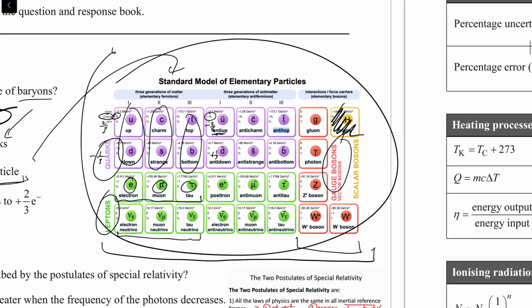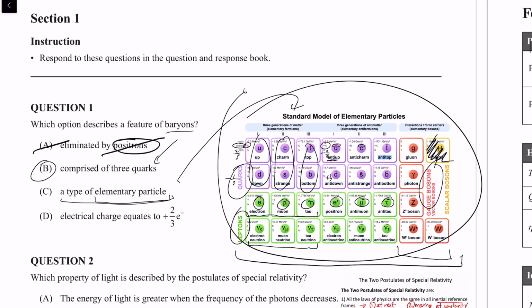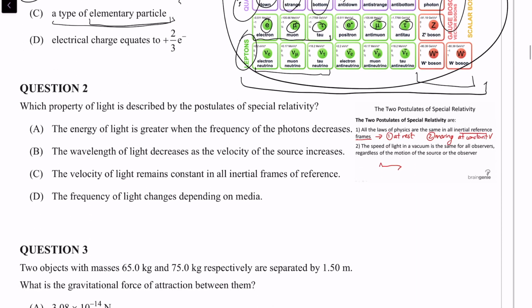Then notice how you have the lines up here to show that they are anti, and you have opposite charges, so these are now +1 for the leptons, so e plus, e minus, tau, anti-tau, and stuff. So it's a helpful tip there. And question 2, moving on, is which property of light is described by the postulates of special relativity? Really, I'm pretty sure this is one of your dot points in the QCAA syllabus.